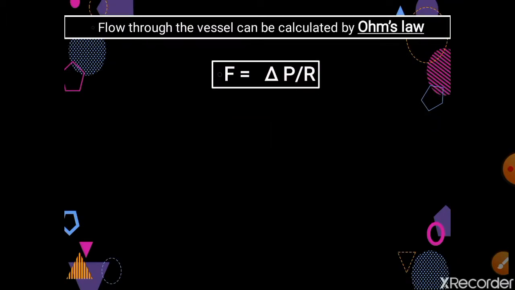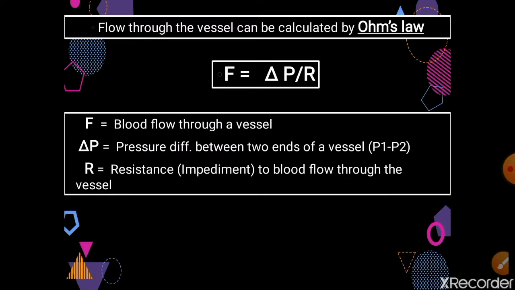To calculate the flow of blood through a blood vessel, you must remember Ohm's law. Ohm's law states that flow is equal to the gradient of pressure, or the pressure difference along a blood vessel, divided by resistance. The gradient of pressure is the pressure difference between the two ends of a vessel, whereas resistance is the impediment to blood flow through the vessel.